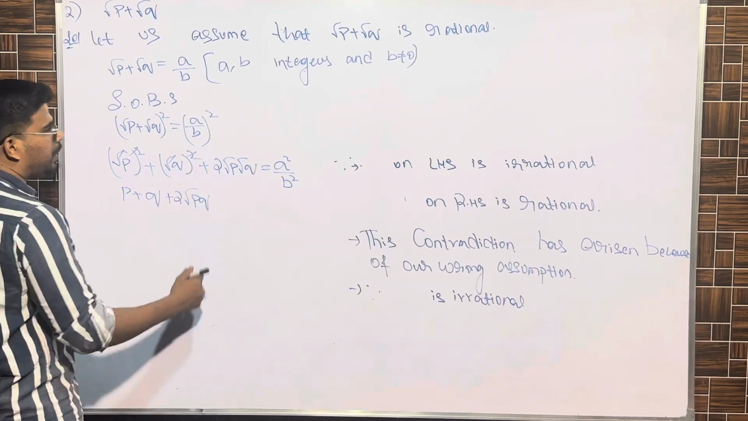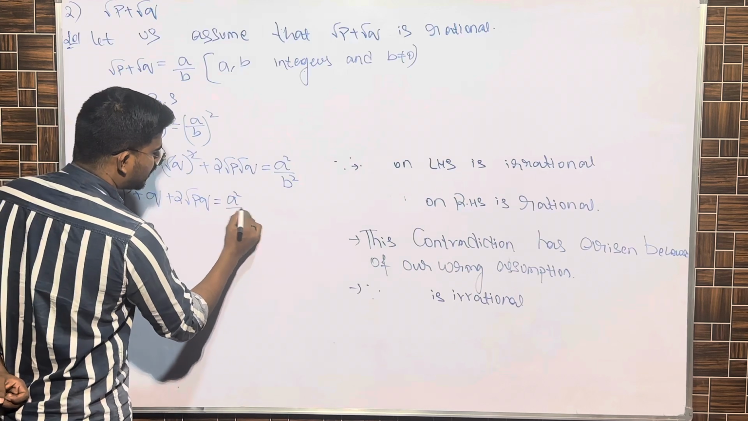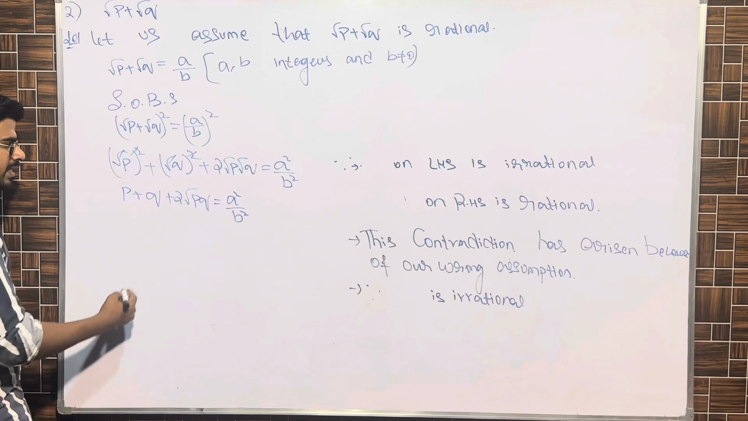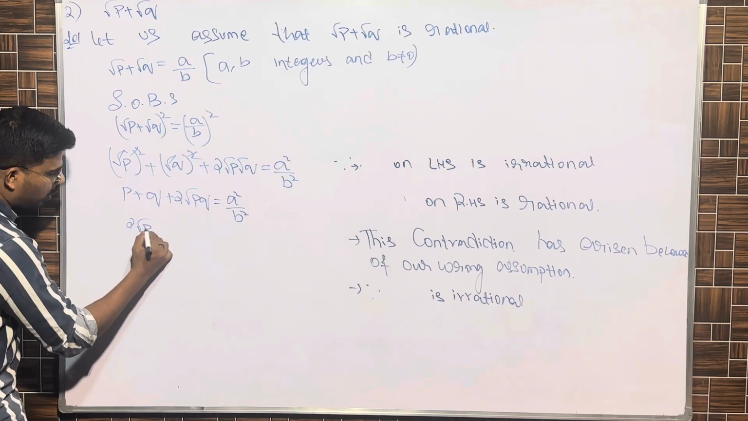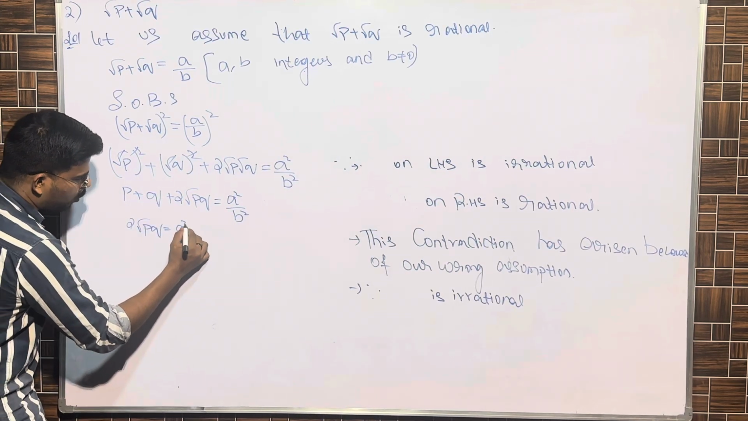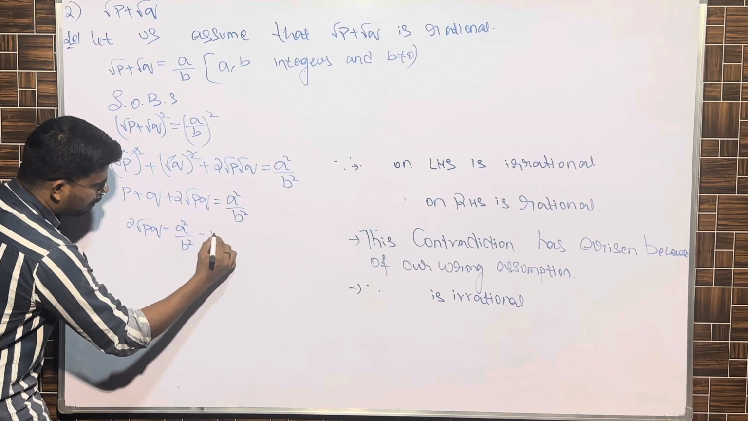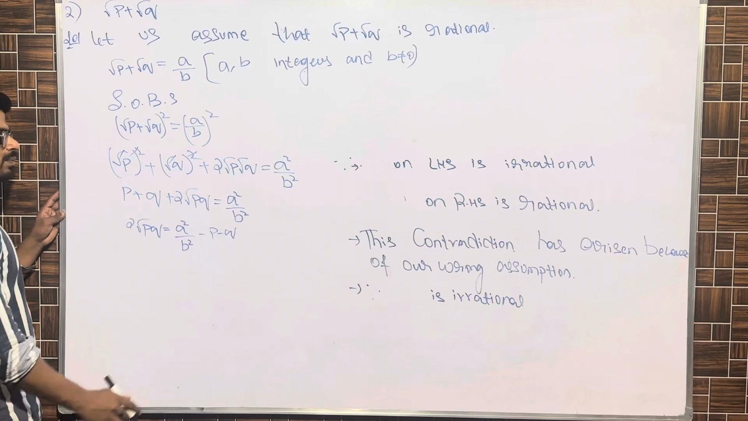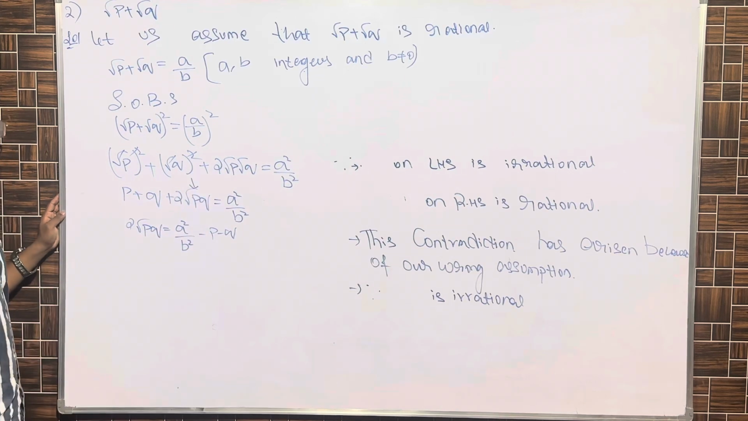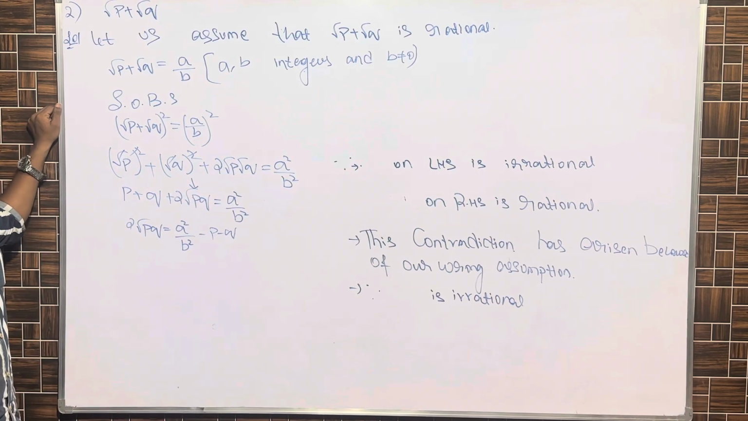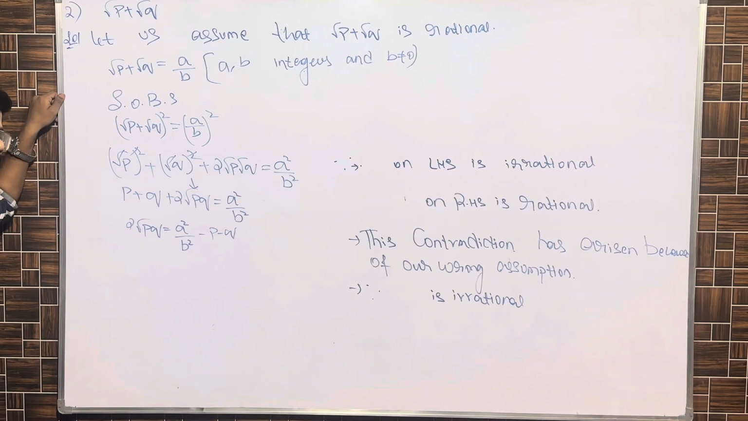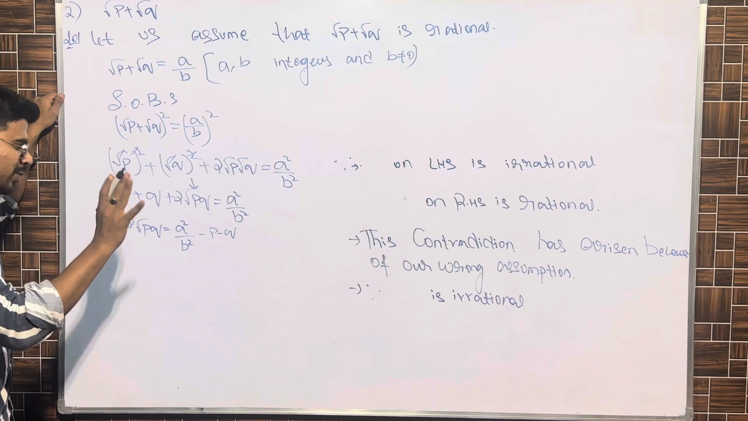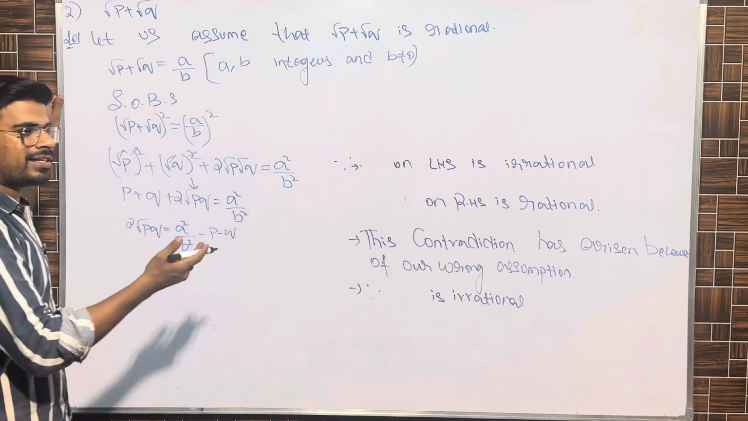2 root pq is equal to a square by b square, and p plus q, if I transfer it to the other side, it will become minus. 2 root pq is equal to a square by b square minus p minus q. What did I say? The same way, all our focus should be on root p and root q, because that alone is irrational. Apart from that, all the others are rational. Irrational and rational cannot be equal.